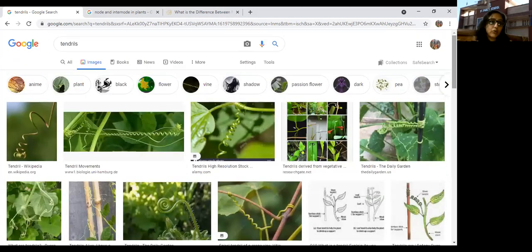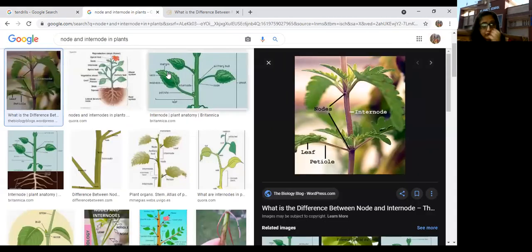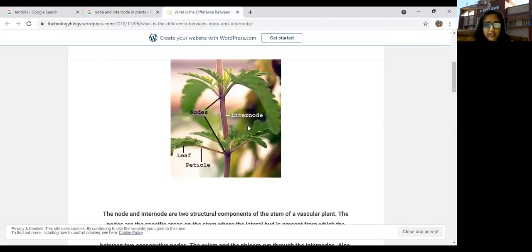Okay, another one I wanted to show you, node and internode. We had studied this when we were studying parts of the plant. So here you can see the picture. Now, what do you understand by a node or an internode? See, this is the stem. This brownish part, the light greenish part. This is what we call the stem of the plant, which gives a structure, a framework to the plant.